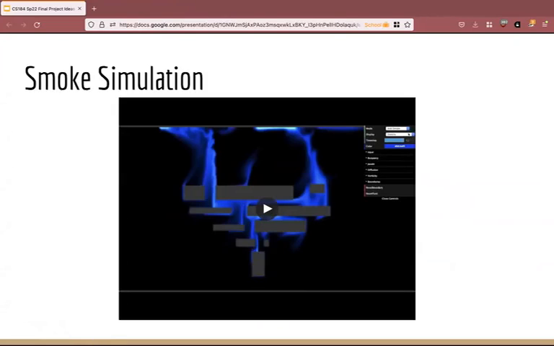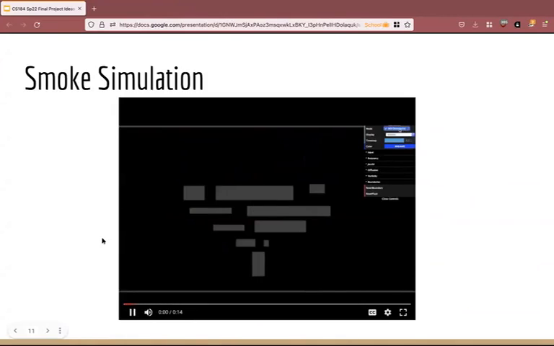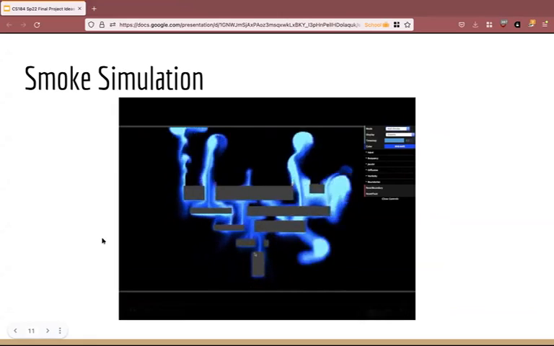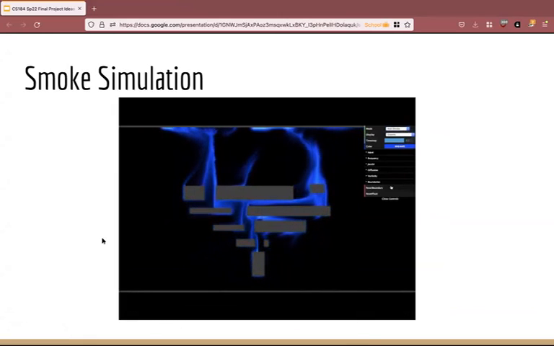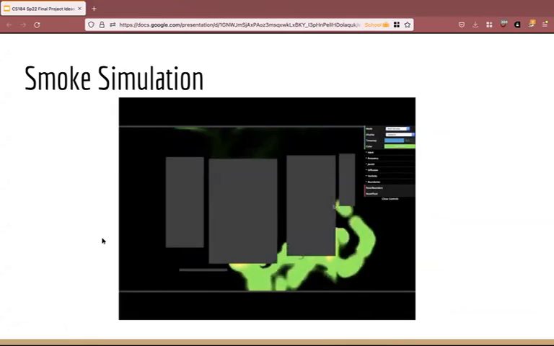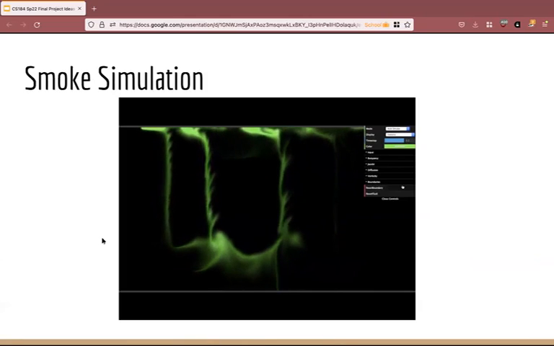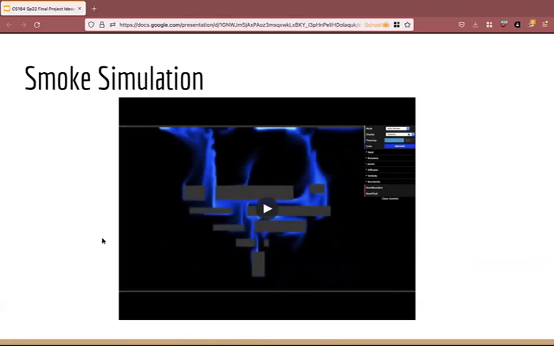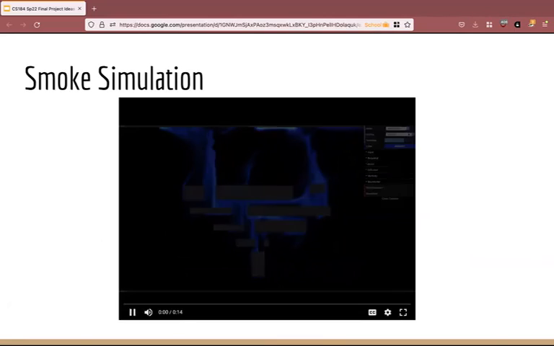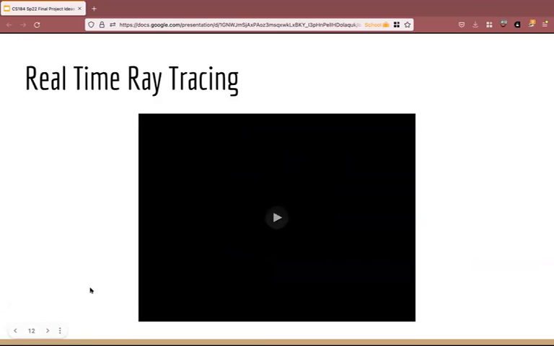Another one, smoke simulation. We talked about this earlier. This is an example of it, so I'll let it play. Basically as they click, smoke gets added into the scene, and then they have a bunch of potential obstacles, so you can see how the smoke responds to them. You can change different properties of the smoke, like the color, things like that. So a really good project, fun to play around with and fun to work on. So that's smoke simulation.